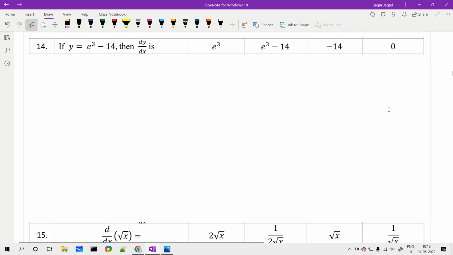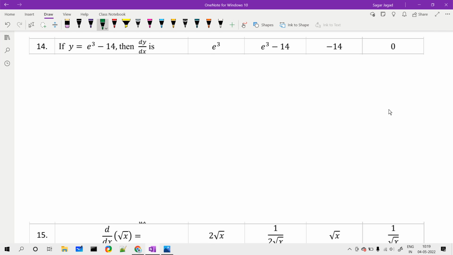Now, my dear students, we come to the part of derivatives in the functions. Given a function y is equal to e raised to 3 minus 14, we are supposed to find the derivative of 5 with respect to x.